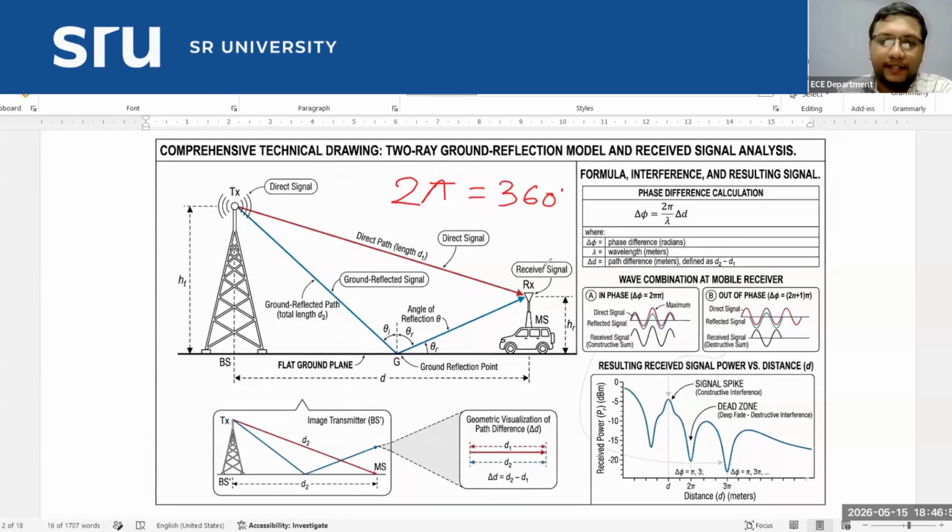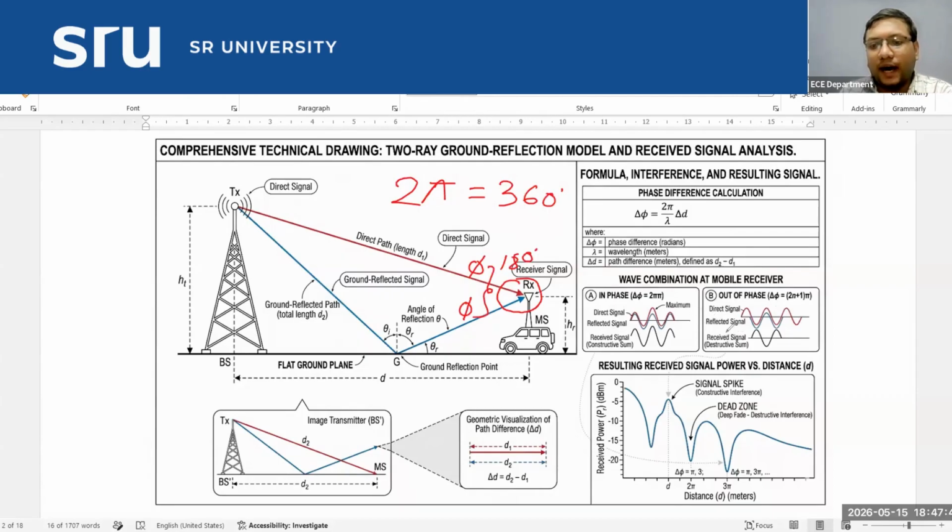So if the phase difference between these two paths is either 0 or 360 degrees, then we will say that these two signals are in phase. In phase means they have effectively traveled a similar phase. The second case might be that they are out of phase. Out of phase means this phase and this phase have a difference of 180 degrees. So this is called out of phase.